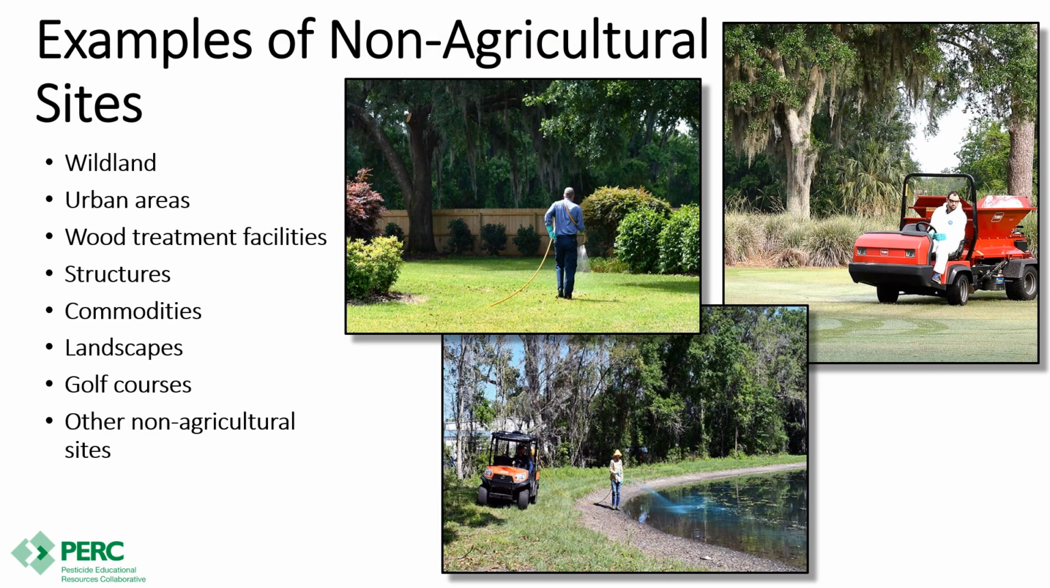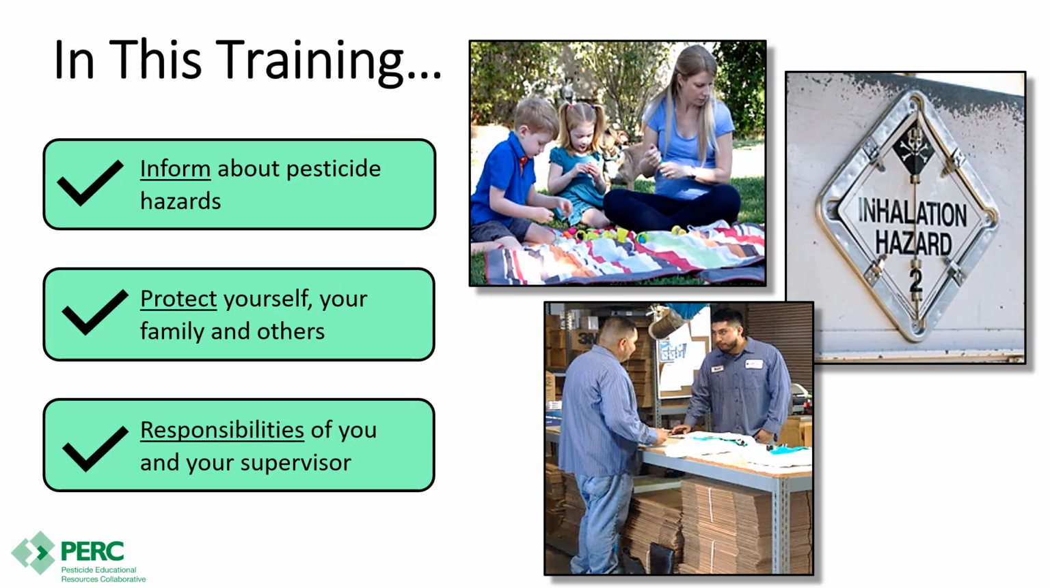Examples of non-agricultural sites include wildland, urban areas, wood treatment facilities, structures, commodities, landscapes, golf courses, and others such as lawns. Federal and state regulations require this training to inform you about the pesticide hazards you may encounter and demonstrate the steps you can take to protect yourself, your family, and others from pesticide exposure. You will also learn the specific responsibilities that apply to you and your supervisor when applying pesticides.